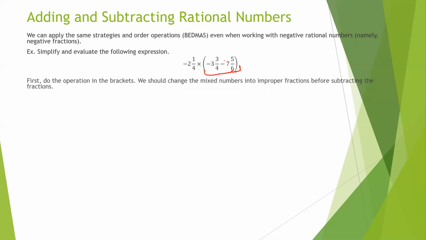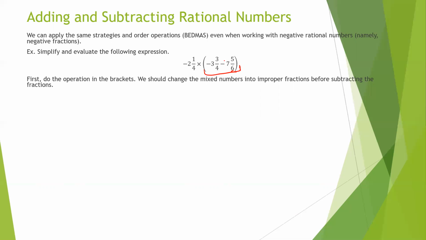Now, before I even get to that, I would recommend switching the mixed numbers into improper fractions. The reason for this is just like before, it's much easier to work, especially when you're subtracting fractions, with improper fractions. Sorry, I keep making mistakes here. So it's easier to work with improper fractions. So what I'm going to do is switch the mixed numbers into improper fractions.